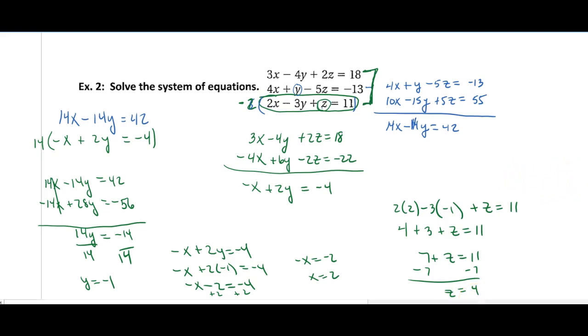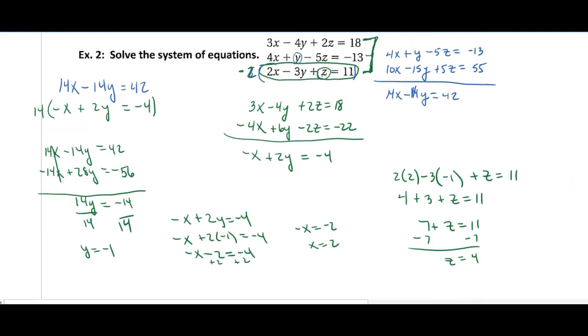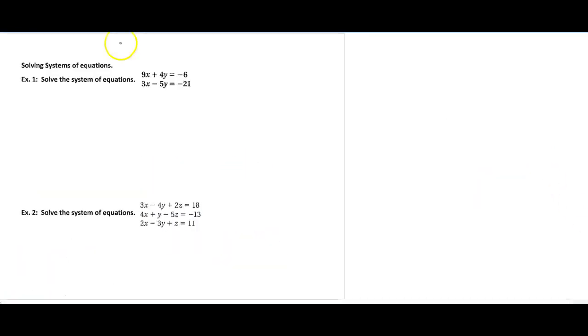So solving these 3 by 3 systems, the hardest part is getting organized and knowing where to start. I like to work smarter, not harder, so we eliminate the easiest variables and then move along from there. So, how do we do this now using the calculator? Solving a system of equations using the calculator. Okay?